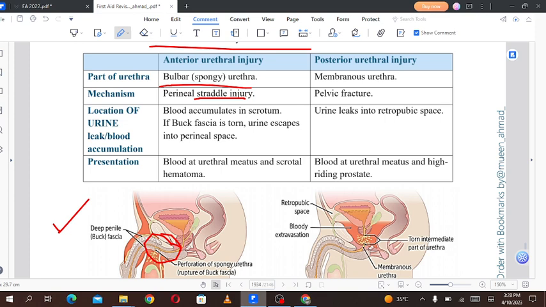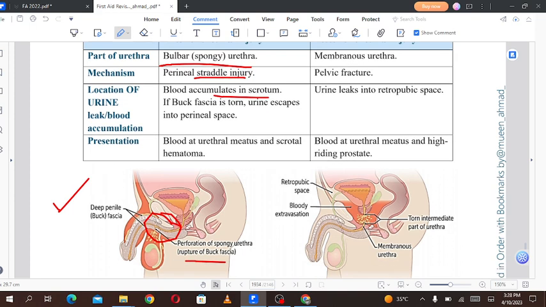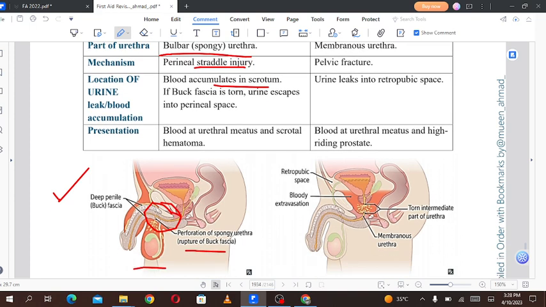Okay, so leakage of the blood or urine. The blood will accumulate in the scrotum, while the urine, if the Buck fascia is torn, will escape into the perineal space. Remember, the blood is accumulating in the scrotum, and the Buck fascia is surrounding everything basically. So if the Buck fascia is torn, the urine will escape into the perineal spaces.